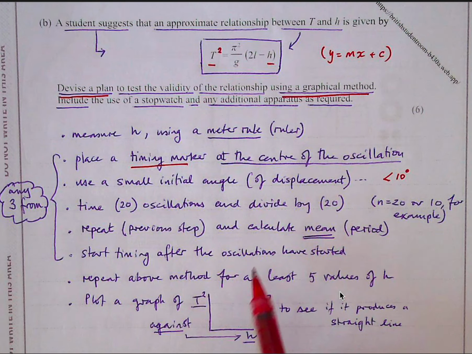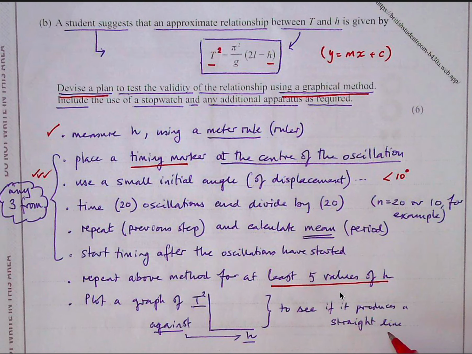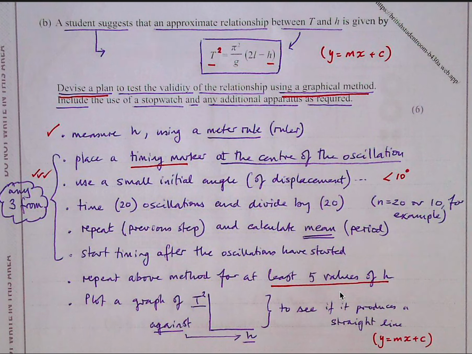Repeat the above method for at least 5 values of h. So you change the h, and the dependent variable, t squared, will vary. Then you plot a graph of t squared against h, because you want a straight line graph, to see if it produces a straight line. If it produces a straight line, you can then analyze it further, because the straight line means the y equals mx plus c format. Then you should be able to work out the gradient and the intercept by further analysis. So that's the 5th mark, and that's the 6th mark.